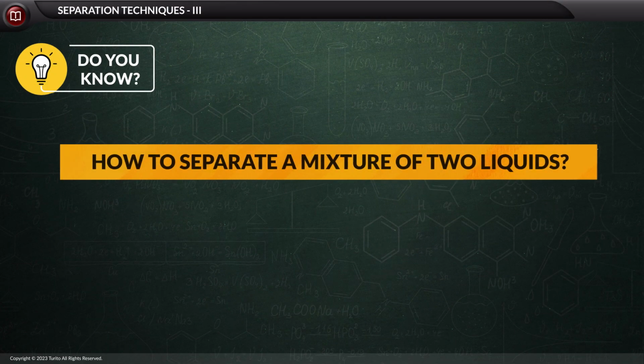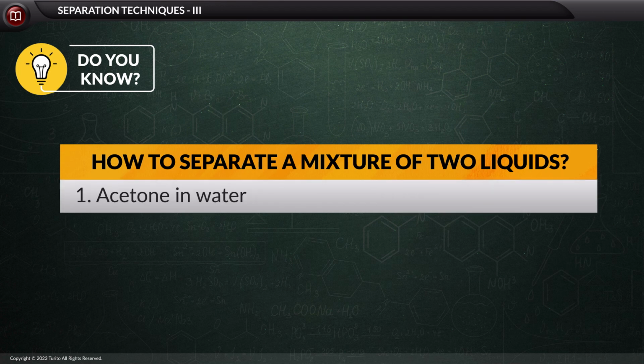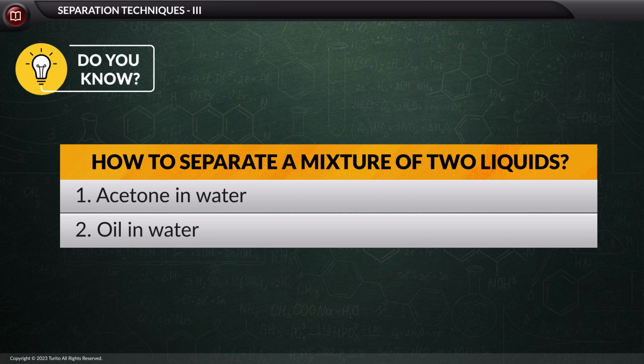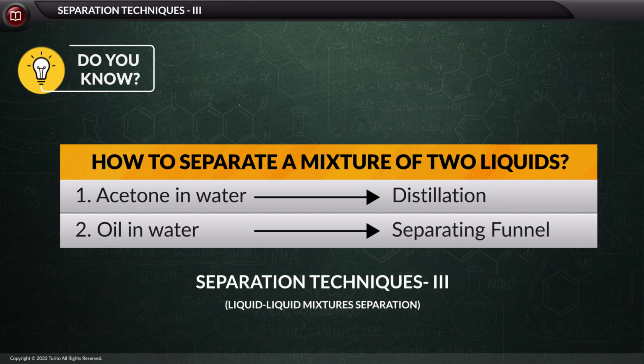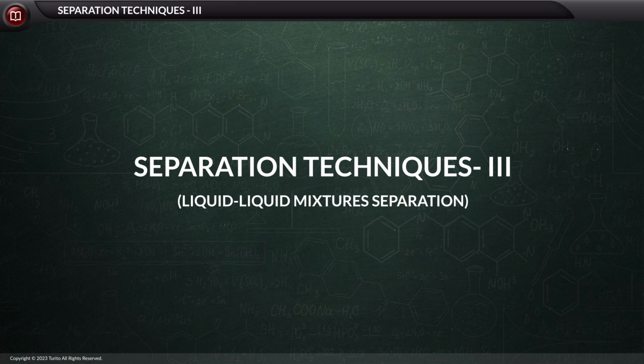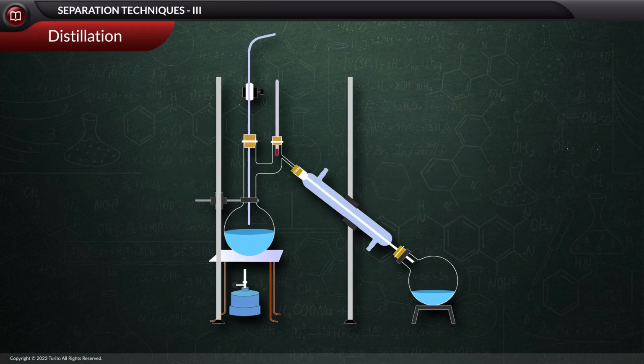Have you ever wondered how to separate a mixture of two liquids? Say acetone in water, or oil in water. These can be separated by distillation, and by using a separating funnel. In this video, we will be studying these techniques. Now let us learn about distillation first.